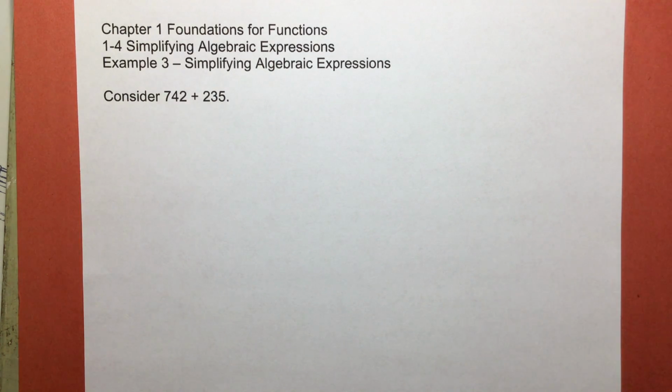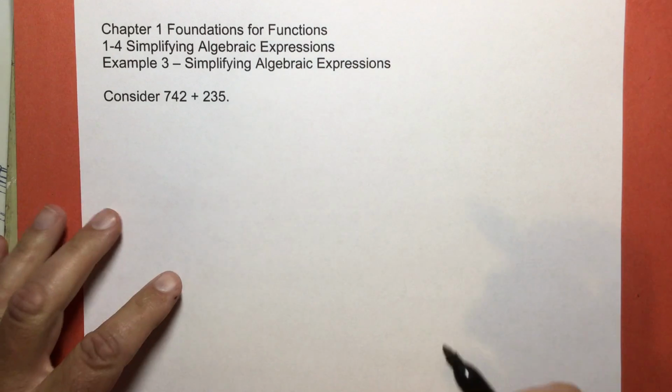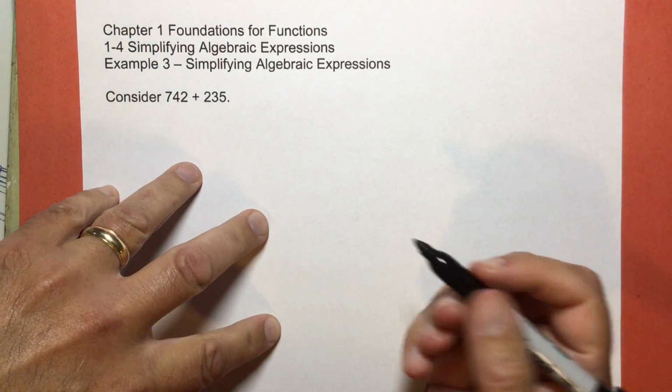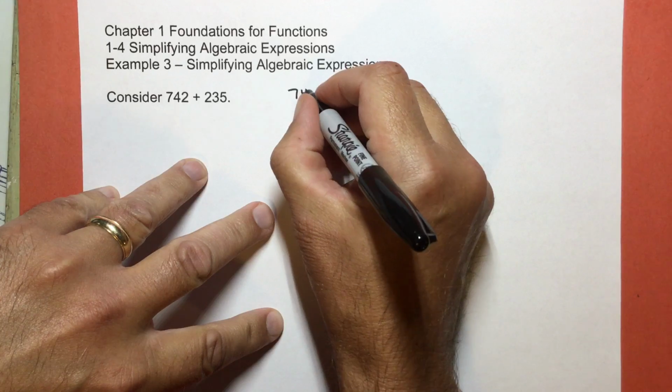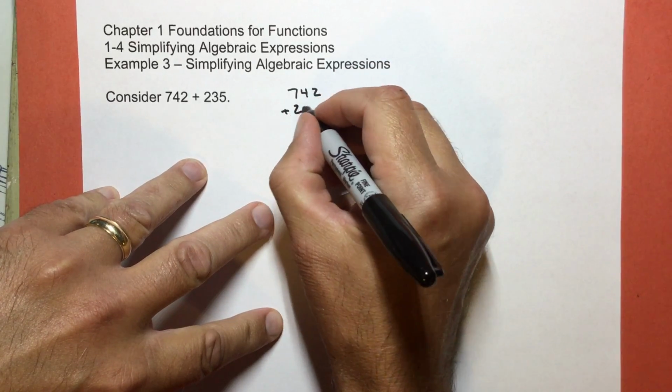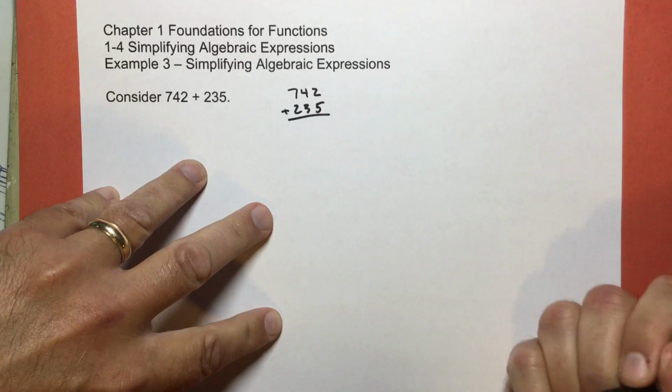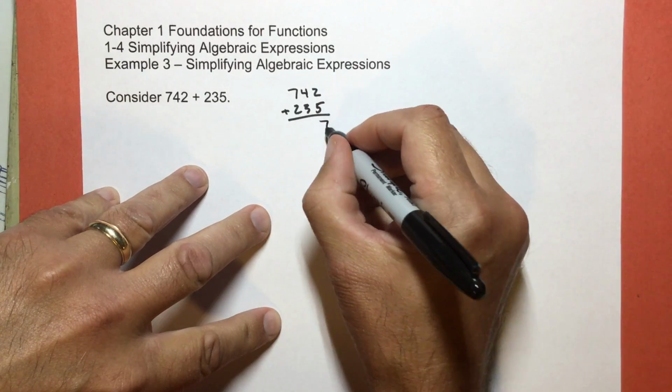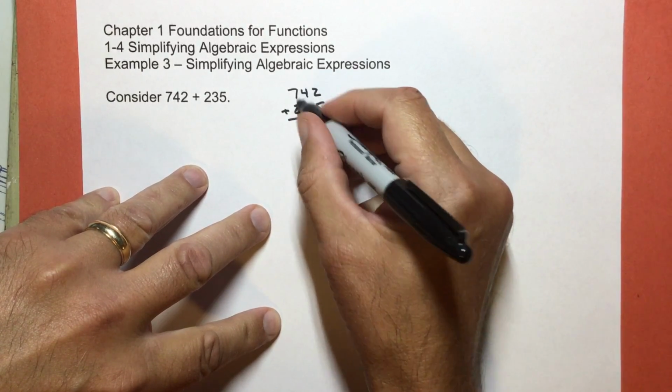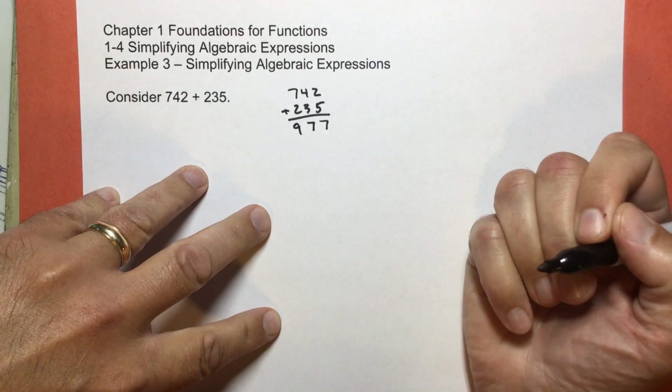742 plus 235. So it's all right, I want you to add that. Now, some of you are going to be able to add it in your head. What you do when you add it in your head is probably what the other people are going to do when they write it down. They're going to write it vertically. So whether you think you write it, most people are going to do this. They're going to do 742 plus 235. And then you add the 2 and the 5, add the 4 and the 3, add the 7 and the 2, and you get 977.